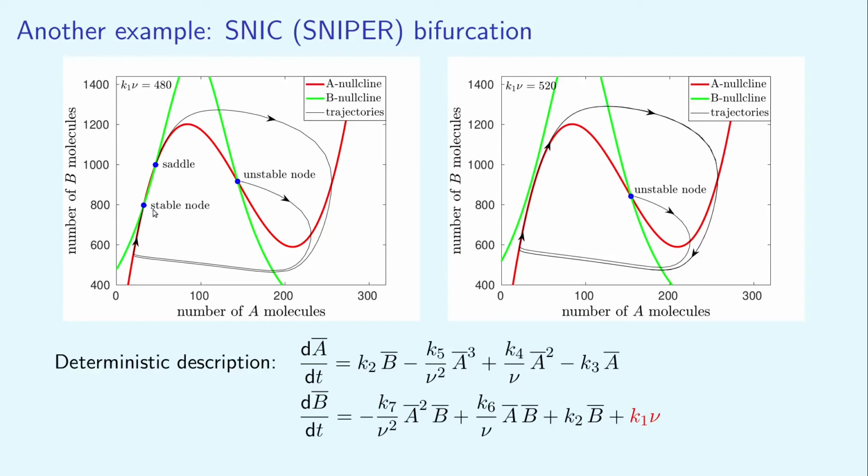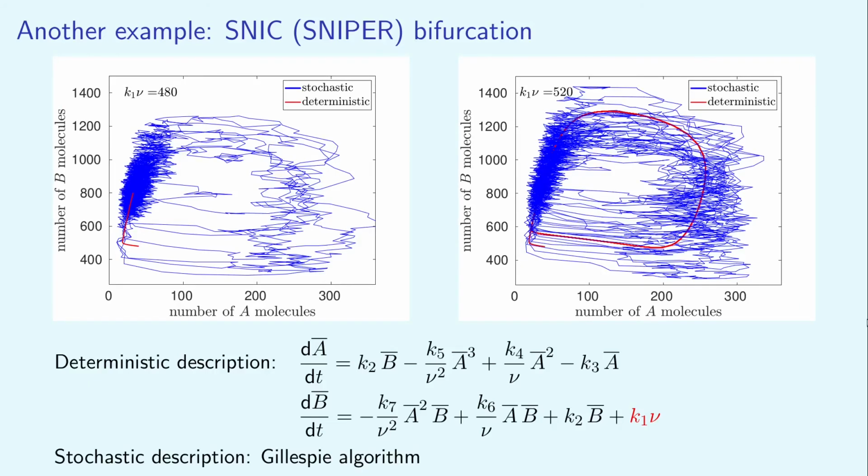However, we have already seen in our previous example that noise can help us to escape from favorable states of the system. If the noise is sufficiently large, then the stochastic trajectory could jump beyond this saddle. So we could observe some stochastic oscillations. And this is indeed the case, as I'm illustrating here with the results computed by the Gillespie algorithm. We observe that for both parameter values, the stochastic model seems to oscillate.